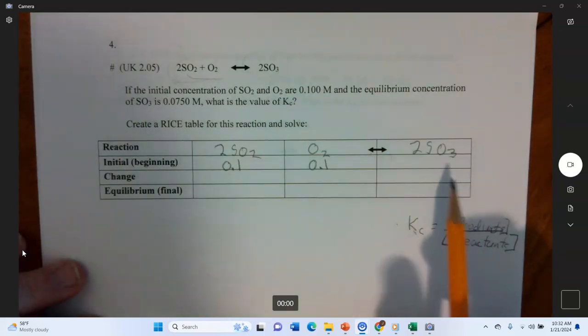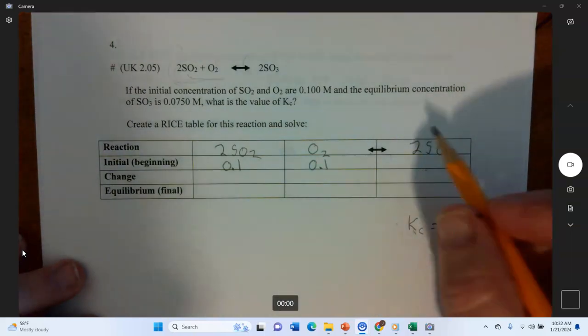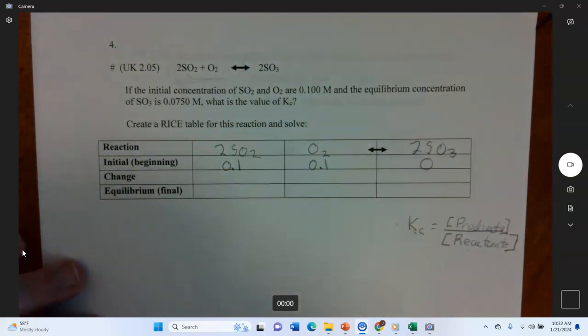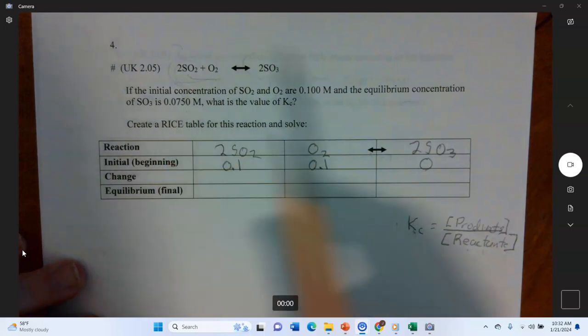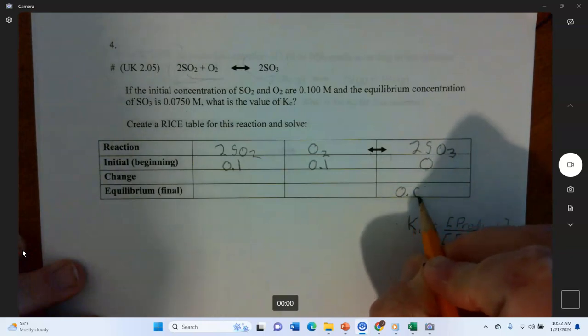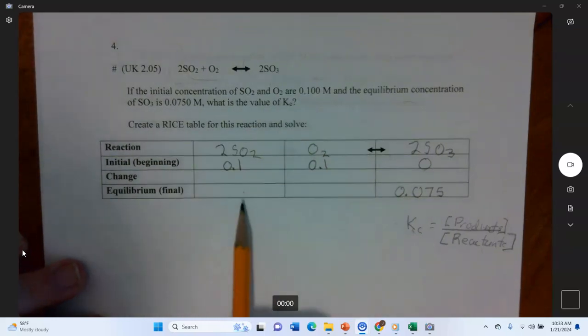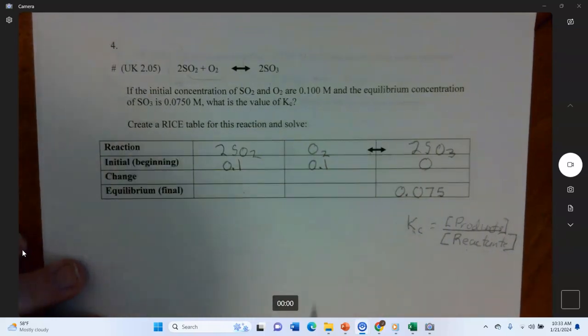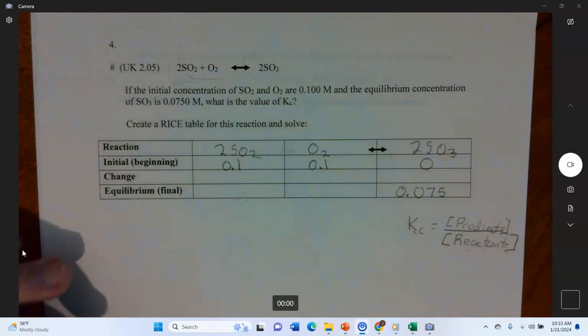Now if they don't give you an initial concentration for something, often it's the products, not always, but often, you can assume it's 0. So you are allowed to assume that. Now it does say the equilibrium concentration of SO3 is 0.075, so you go down to the equilibrium line, 0.075. So now what you need to do, if you're going to find the value of Kc, you need to fill in these two boxes. Everything that goes into the law of mass action is based on equilibrium concentrations, not initial. You use the initial to figure out the equilibrium.